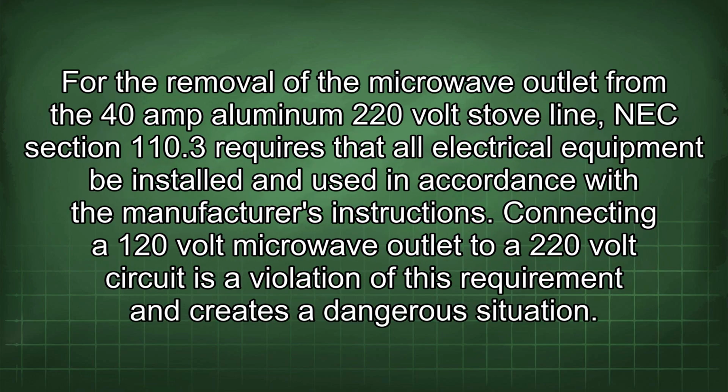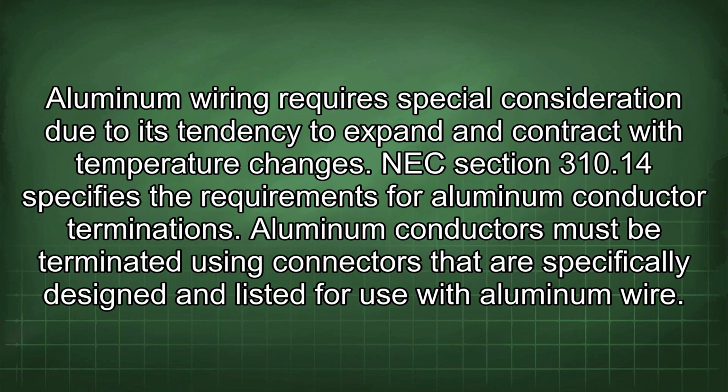For the removal of the microwave outlet from the 40 amp aluminum 220 volt stove line, NEC Section 110.3 requires that all electrical equipment be installed and used in accordance with the manufacturer's instructions. Connecting a 120 volt microwave outlet to a 220 volt circuit is a violation of this requirement and creates a dangerous situation. Aluminum wiring requires special consideration due to its tendency to expand and contract with temperature changes.